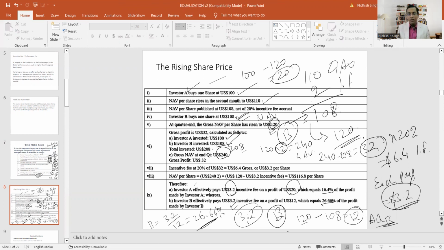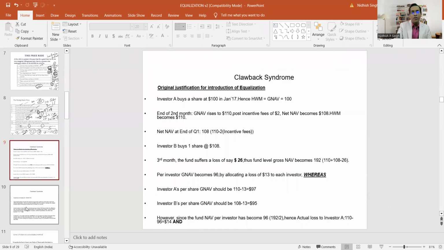Again, is that fair? Not at all, because this is almost a 10% difference, or we can say it's becoming almost double the incentive fee which B pays as compared to A. This is unfair. We need to fix this. And this is where the equalization method has some fixes.